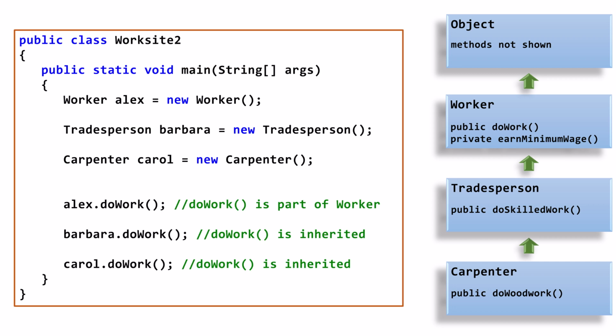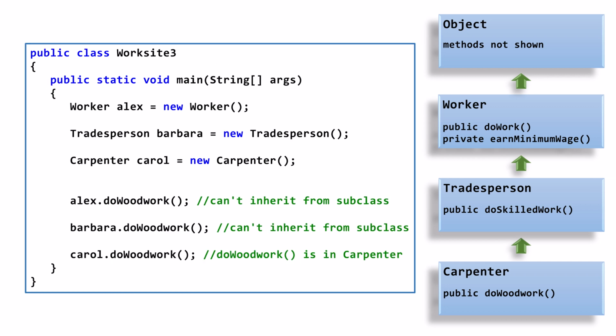Let's look at the next class, WorkSite2. We've got Worker alex initialized as a new Worker, Tradesperson barbara initialized as a new Tradesperson, and Carpenter carol initialized as a new Carpenter. For alex, calling doWork is legal because doWork is public and thus accessible in the WorkSite2 class. For barbara, calling doWork is also legal because the method is directly inherited. For carol, calling doWork is legal because the method is indirectly inherited.